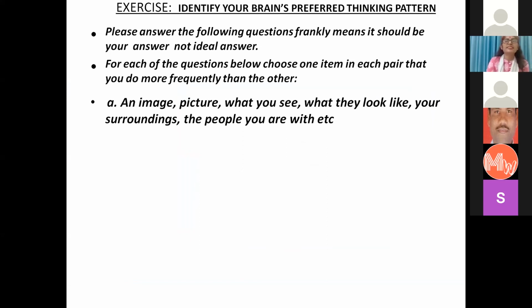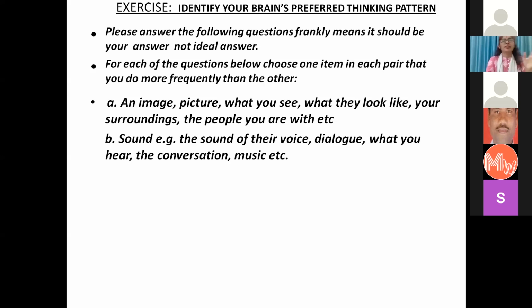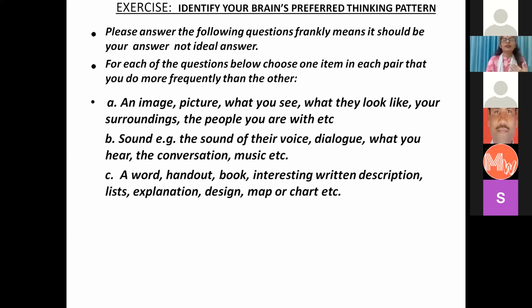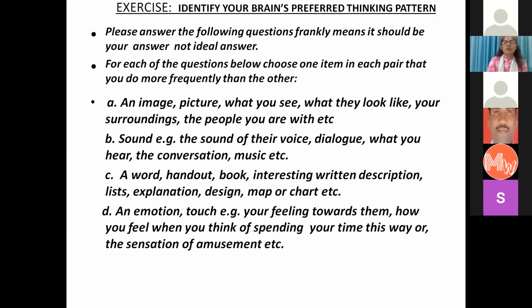If you choose A, it means you remember any picture, image, what you see, what things look like, surroundings, or if you imagine faces of people. But if, reading the question, you remember some sound or voice or dialogue or conversation or music, your answer would be B. If you remember word, handout, book, interesting written description, your answer would be C. But if you remember any emotion or feeling, or what you think of spending your time this way, or some sensation you feel, your answer would be D. So I hope this is clear to everyone, that you will have to choose either A, B, C, or D.